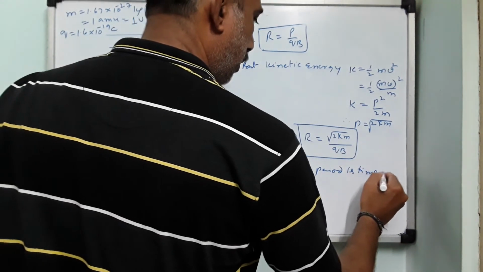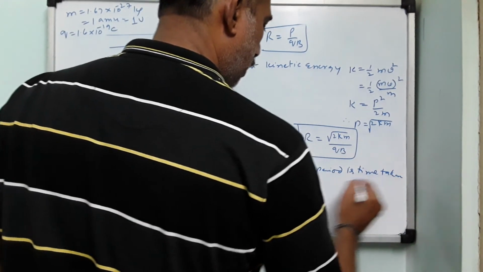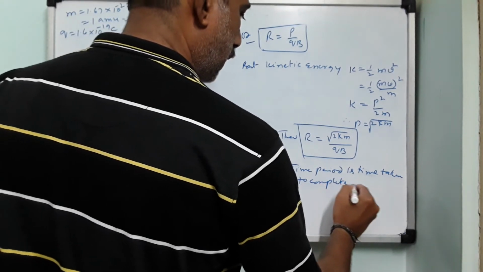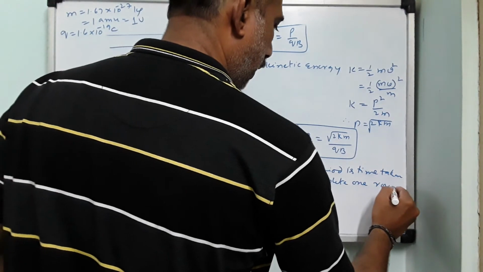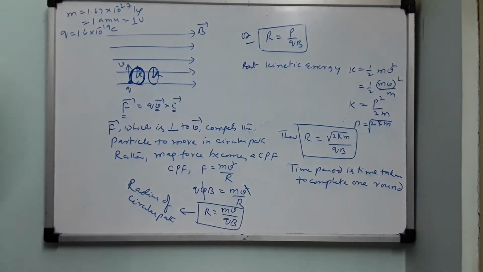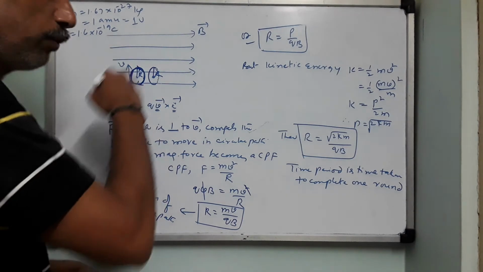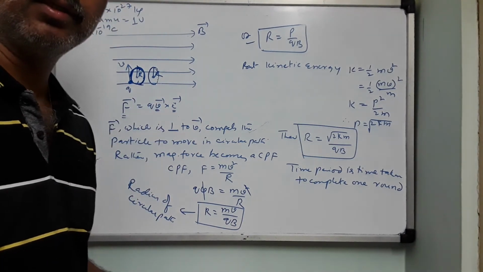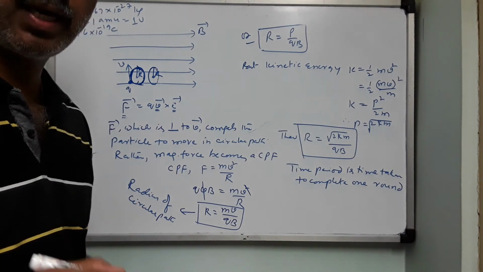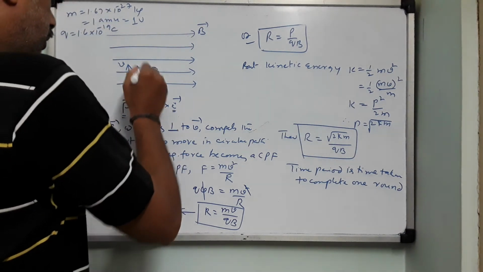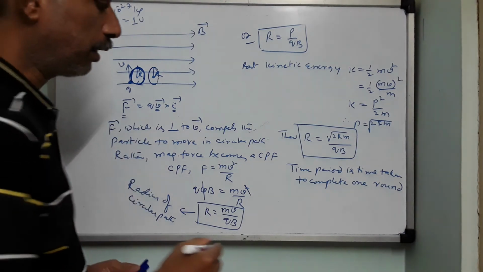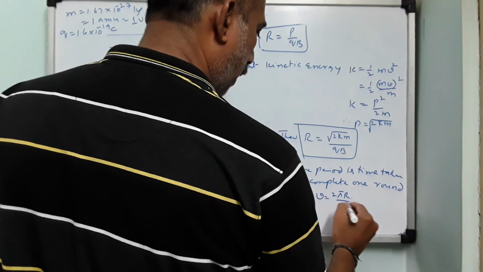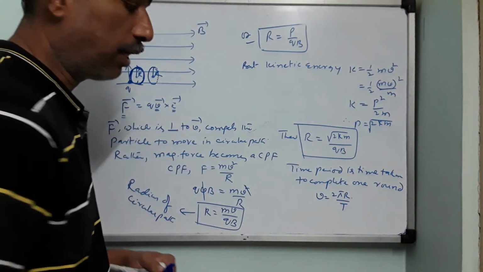Now time period is nothing but the time taken by the charged particle to complete one circle, or one round. It is moving with uniform speed. In Class 9 they have studied uniform circular motion. Speed is nothing but what? Distance divided by time. Distance is nothing but 2 pi r in one round, divided by capital T. So v equals 2 pi r divided by capital T, where capital T is the time period.